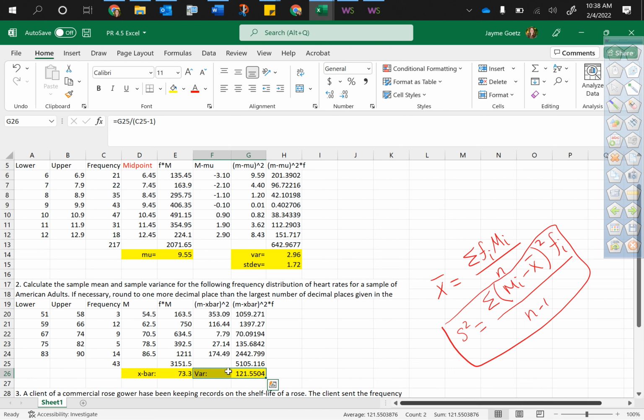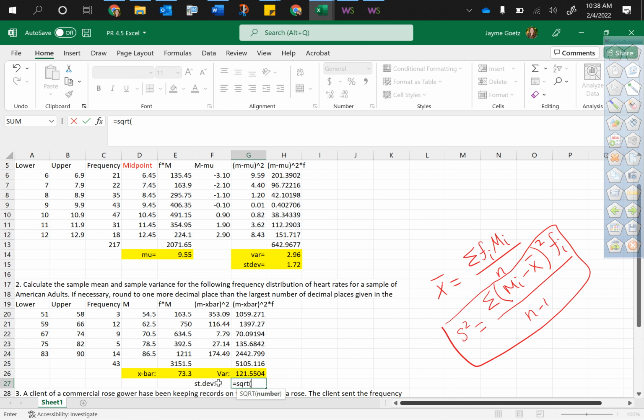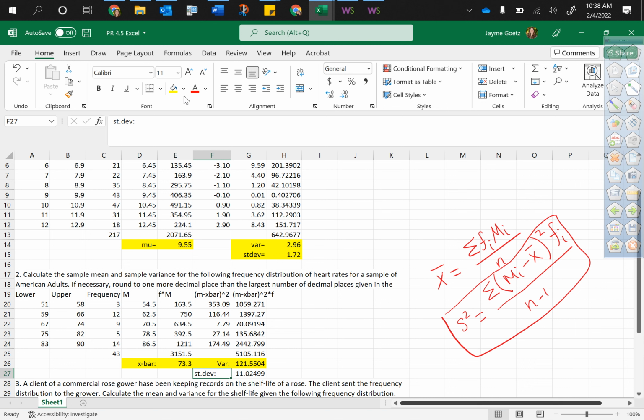How do you find your standard deviation? Square root it. So standard deviation equals square root of this guy. And there you have it. Now make sure you have the right amount of decimals. So we want one more decimal. And that's it.